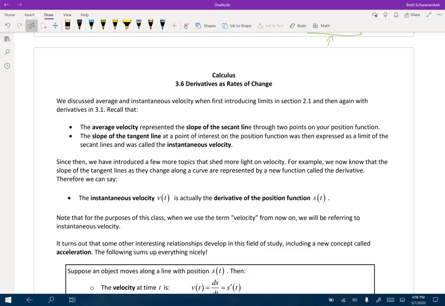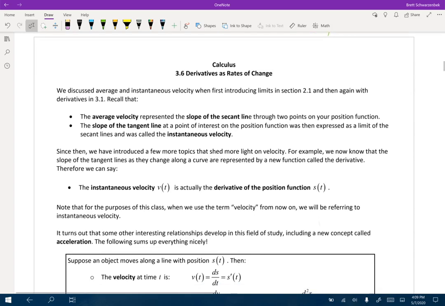To the 3-6 notes for Calculus 1. In this section, we're going to take a brief hiatus from looking at formulas and rules for derivatives, and go more into the application side of things with derivatives.